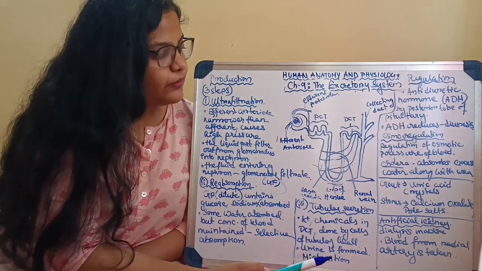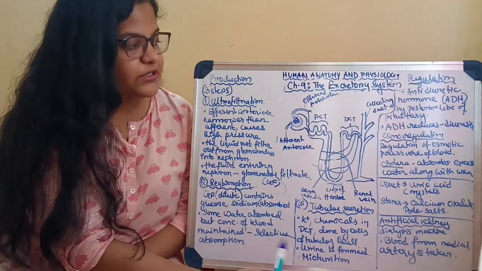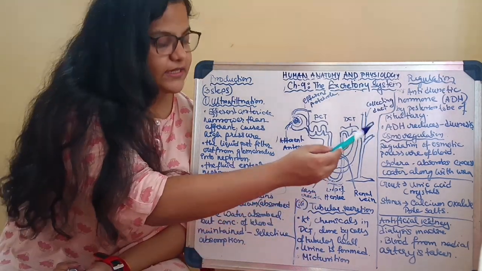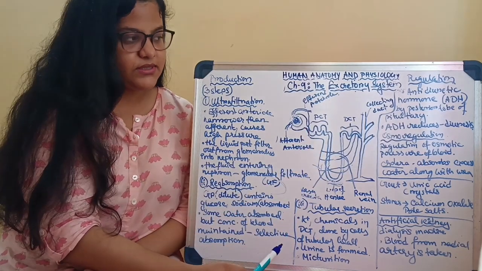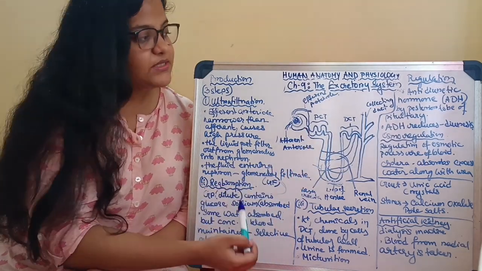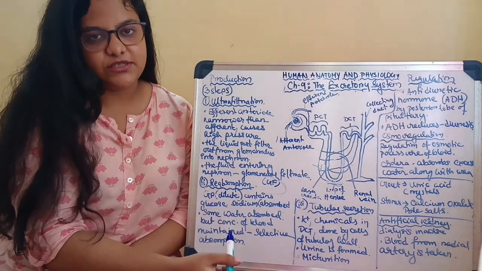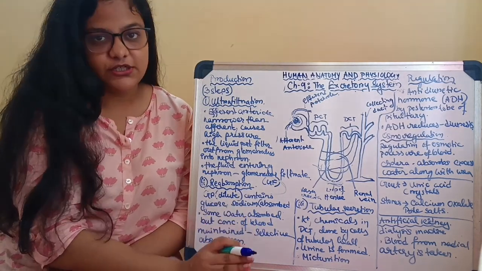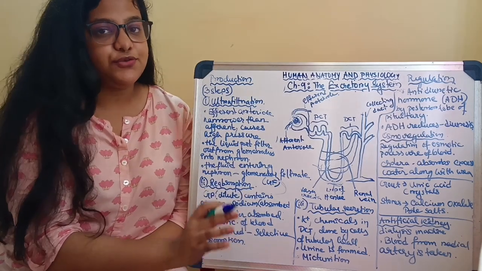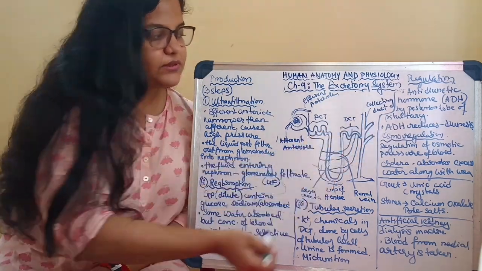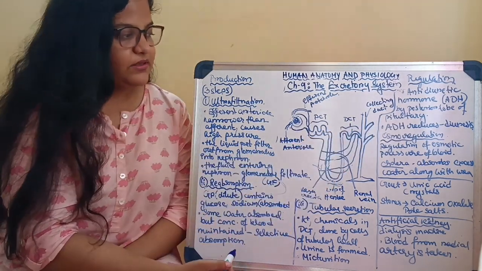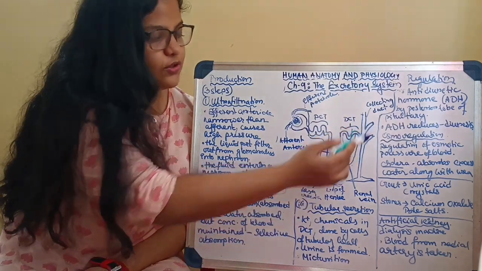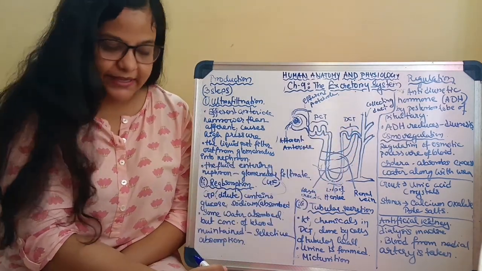Okay, now if the ADH production reduces, it is called diuresis, right? Now, what is diuresis? Diuresis is the frequent need to urinate, right? Jab urine ka matra bahut zyada badh jata hai, like we frequently need to urinate, that is due to the reduction in the production of ADH hormones. Okay, good.